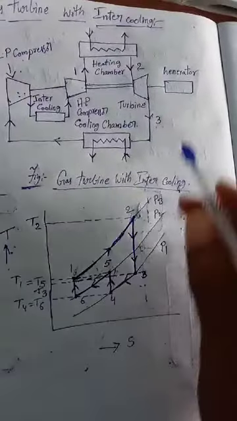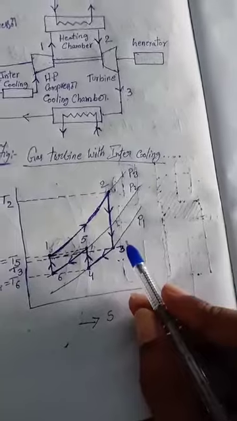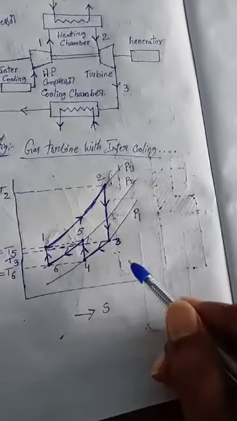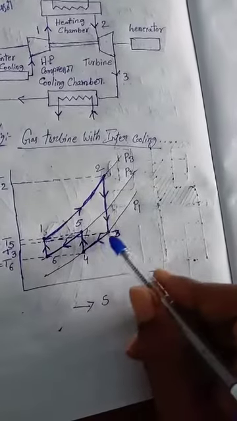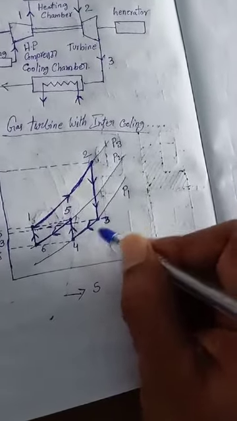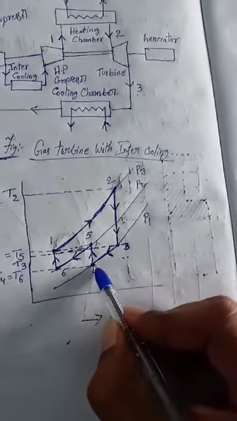And then we are going to see 3 to 4, the cooling chamber. 3 to 4 is cooling of the air in the cooling chamber at a constant pressure. Here also we see constant pressure, similar to the previous one.